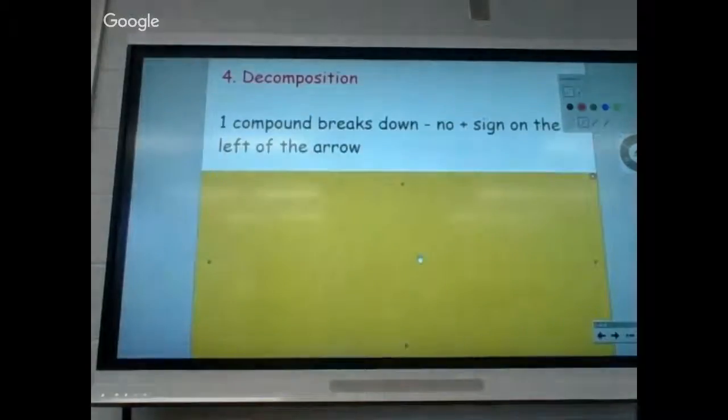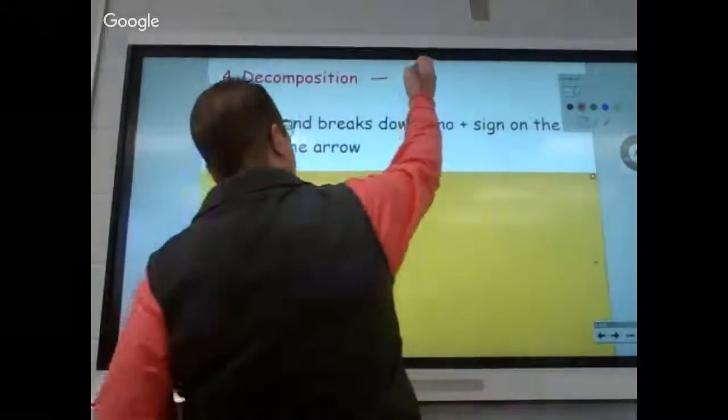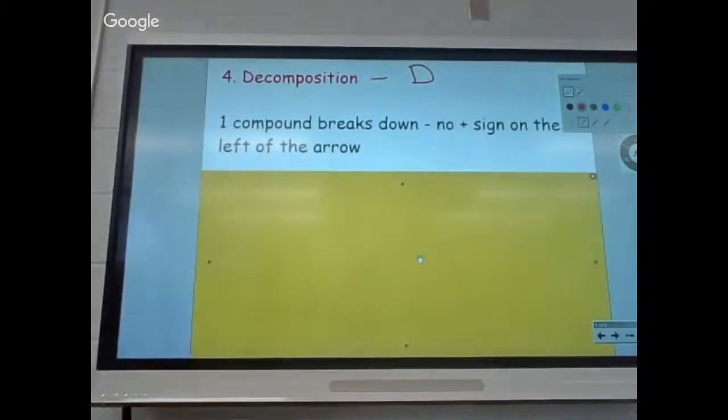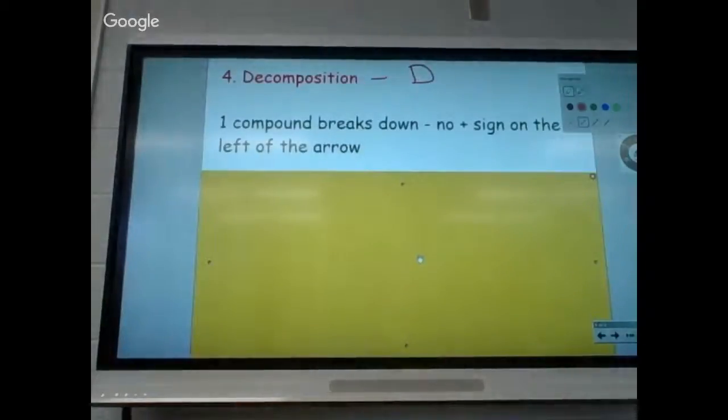Alright, the fourth kind is decomposition. Decomposition is abbreviated with a D. Here we start with one compound and it breaks apart. So if we start with one compound, it means there's no plus sign on the left. Okay? There's no plus sign on the left.